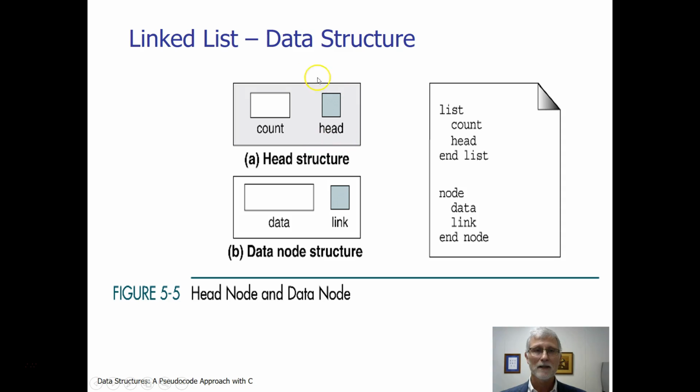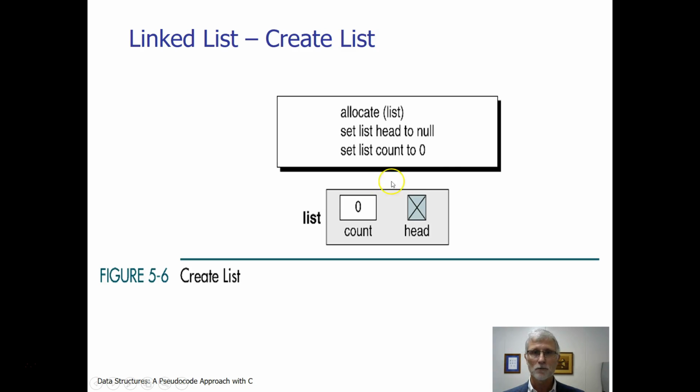So basically you've seen this type of structure before. You've got a head structure which has a count and some information in it. And each data node has some group of data, which could be a structure of data, and then a link to the next item. So this stuff hasn't changed as far as what we've seen in stacks and queues.